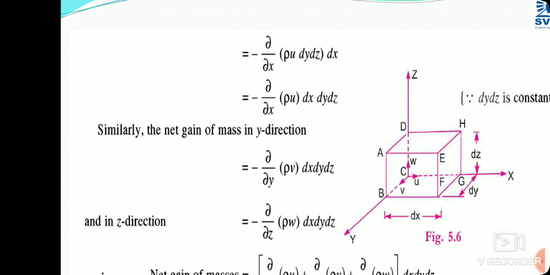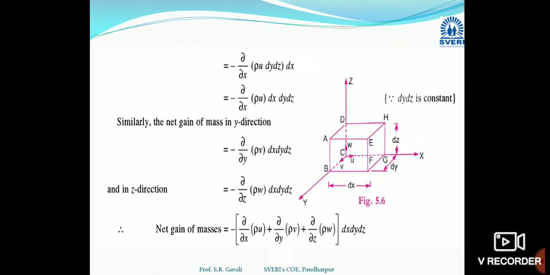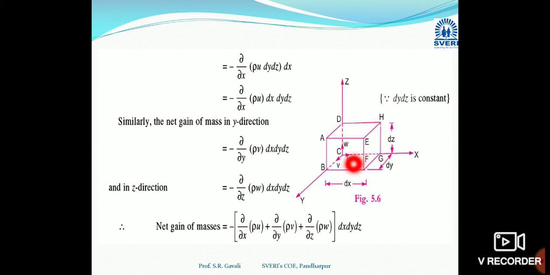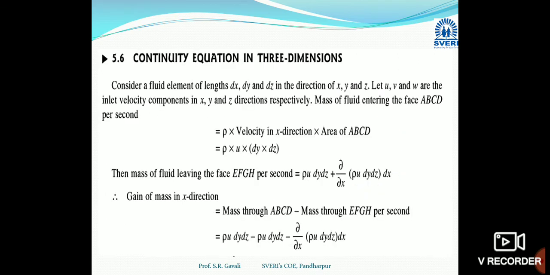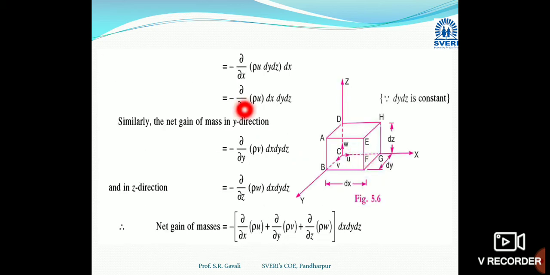Let us consider u is the velocity component in x direction, v is the velocity component in y direction, and w is the velocity component in z direction. Let us consider that dx is the length in x direction, dy is the length in y direction, and dz is the length in z direction. Now here we know that the mass of flowing fluid is given by the equation rho into area into velocity. Now let us calculate the mass flow rate entering at section ABCD.